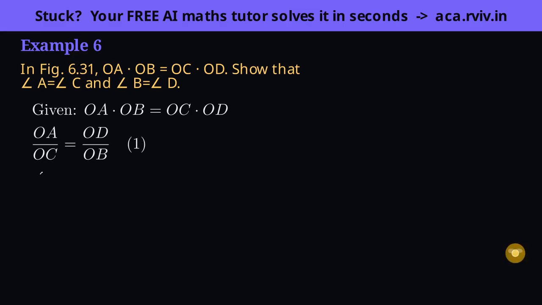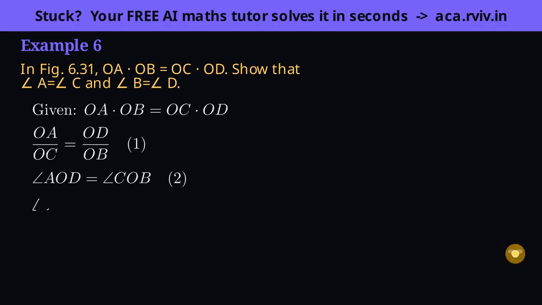For SAS, we also need the angle sitting between those sides to match. Look at point O on our figure. Angle AOD and angle COB form an X where the two lines cross, so they're vertically opposite, automatically equal. Call it equation 2. Crucially, this is the included angle, right between the sides in our ratio.